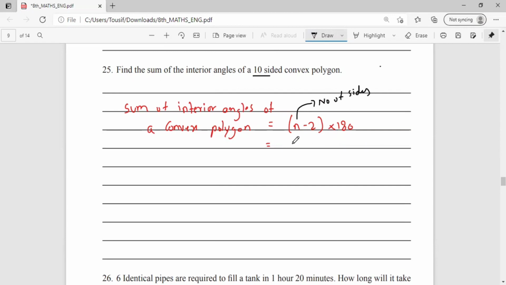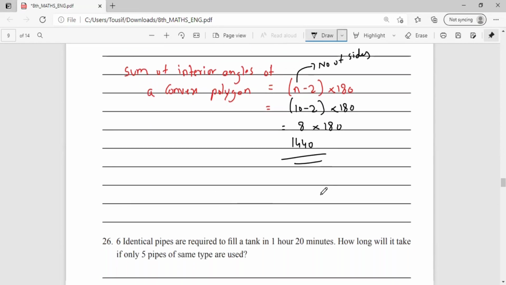So in the place of n, I can substitute 10 minus 2 into 180. 10 minus 2 gives the value 8, into 180. So 8 into 180 will give the value of how much? Just multiply that value. I hope you will get 1440. Just multiply it, you will get the similar value, that is 1440, 180 into 8. Okay, moving to the next one.